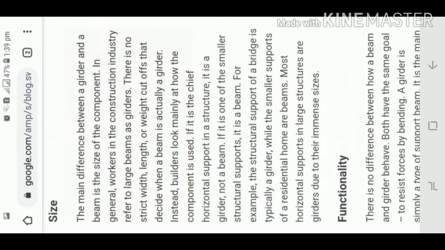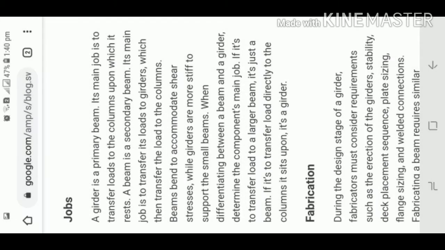Okay, so the girder supports the beams. In terms of size, the main difference between the two is that the girder is bigger compared to the size of your beams. Since it is the chief horizontal support in a structure, the size of your girders should be large. So that's what we need to remember: the girder supports the beam, and the beam supports the loads.